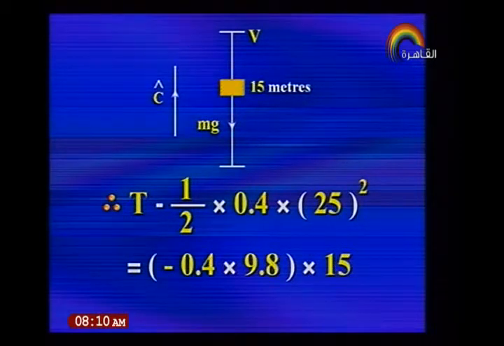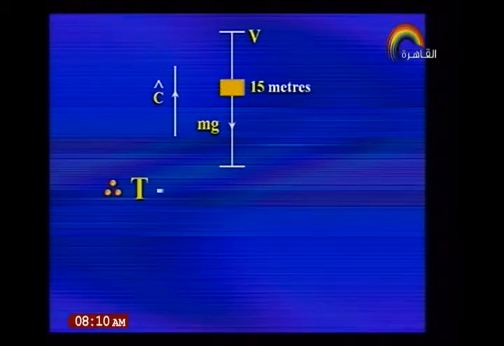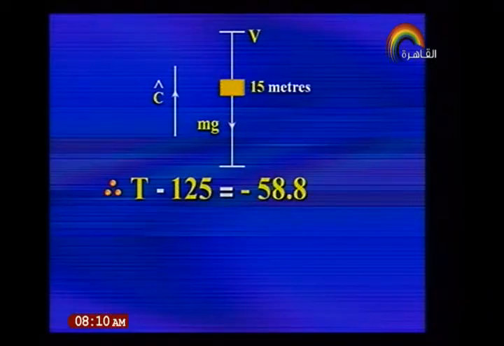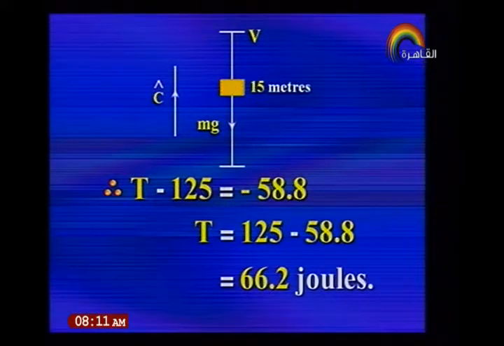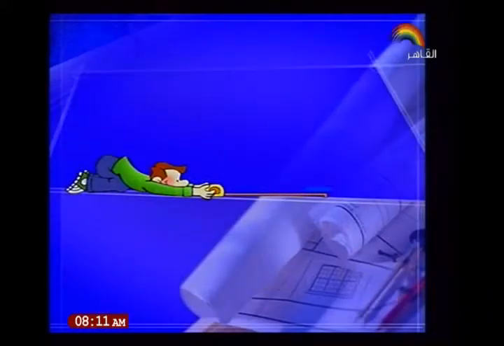Look at the left hand side and right hand side. What is the unknown? T. Then kinetic energy T minus 125 equals negative 58.8. Then T equals 125 minus 58.8 equals 66.2 joule. Another example.